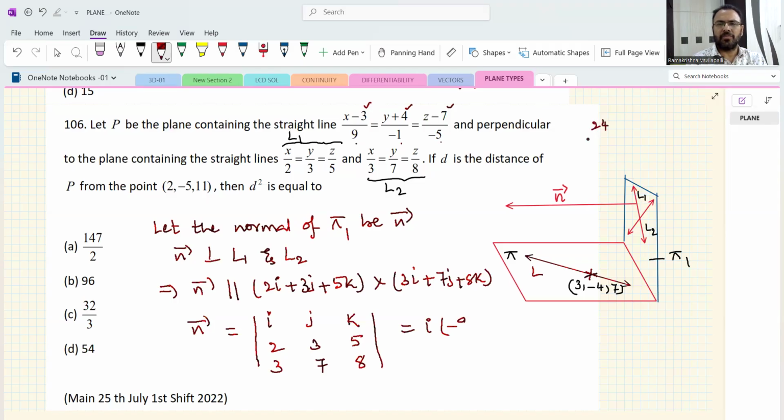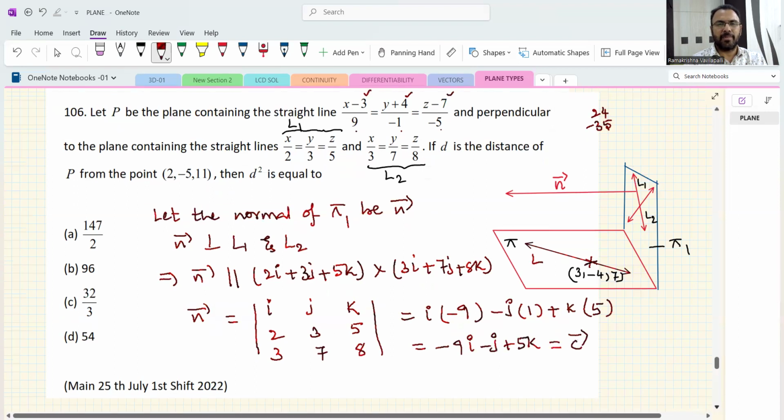Sometimes I stuck 24 minus 35, that is 9. Minus 9. Minus j into this is 16 minus 15 plus k into, it is 14 minus 9. So these are the normal of the plane containing the given two lines, plus 5k. You can assume it is like a C bar vector.